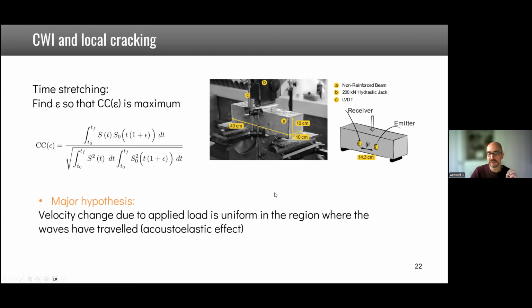Now, you can already see that this major hypothesis is not completely true, because if you know a bit about structural engineering, you know that when you do a 3-point bending test, you don't induce uniform stress in your specimen. You have maximum stress in the middle and 0 stress on the sides. So what you are interrogating here is between the two transducers, but also what is to the left and to the right, because there is some wave going backwards, bouncing everywhere, coming back, etc. So you see already it's not completely true.